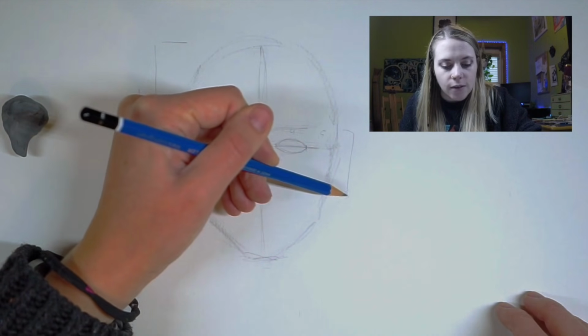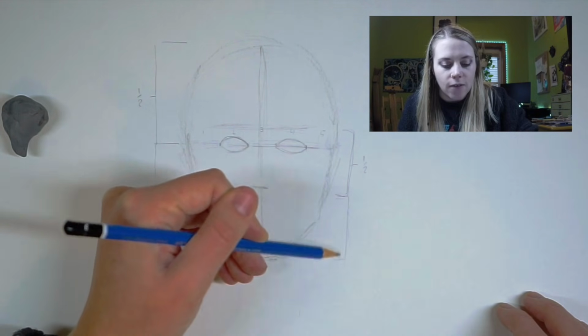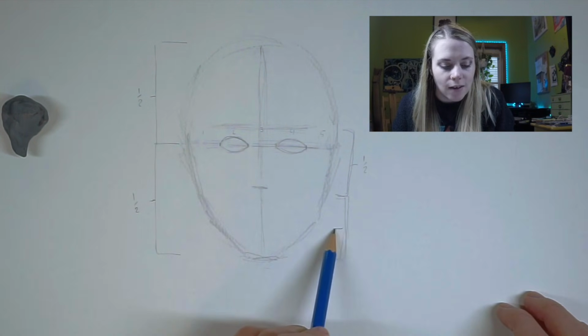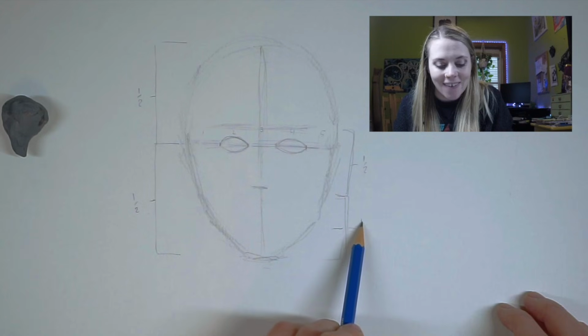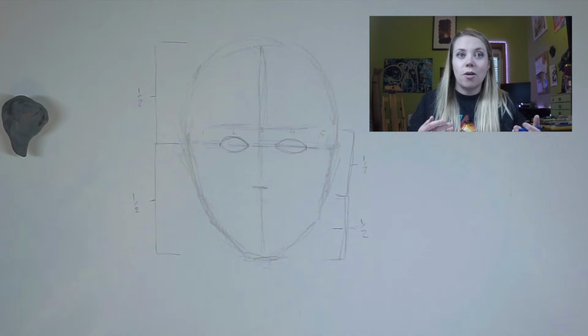I'm going to point that out too. So here's another half. We're dividing this part of the face in half. This half is going in half. All right. Now to figure out a little bit more about the nose.